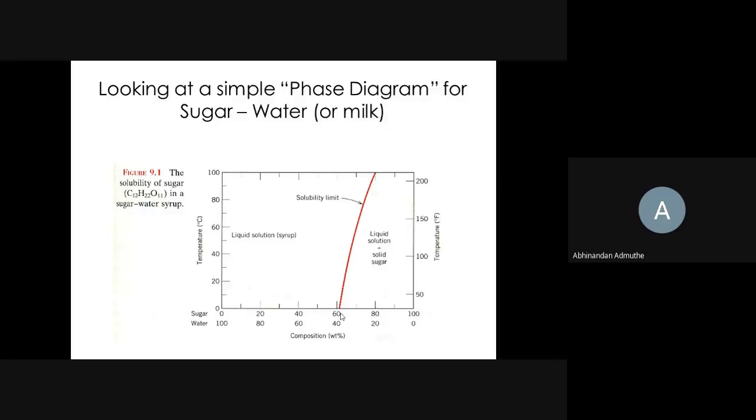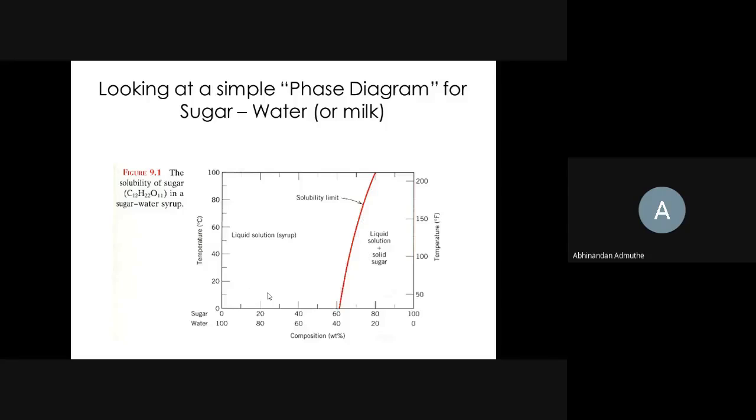You can see that around 60% sugar can be dissolved in water at around 0 degrees centigrade. As the temperature continuously increases, the solubility of sugar in the water also keeps increasing. So this line we call the solubility limit line. Why do we call it the solubility limit line?